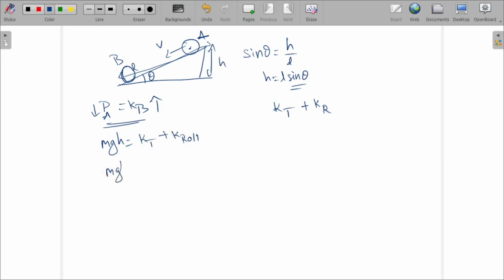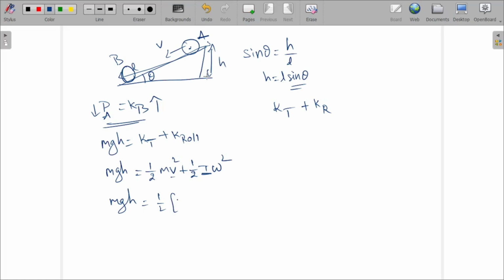So mgh equals translational plus rotational kinetic energy. The translational formula is half m v square, plus rotational half I omega square, right? From this I want to find, guess what I am about to find. Velocity we are about to find. That's what I told, no? So from this, how can I take it?